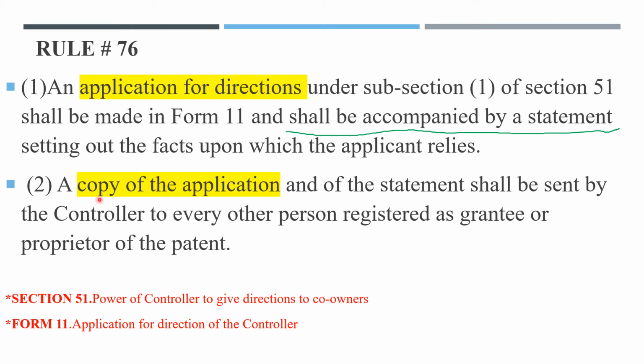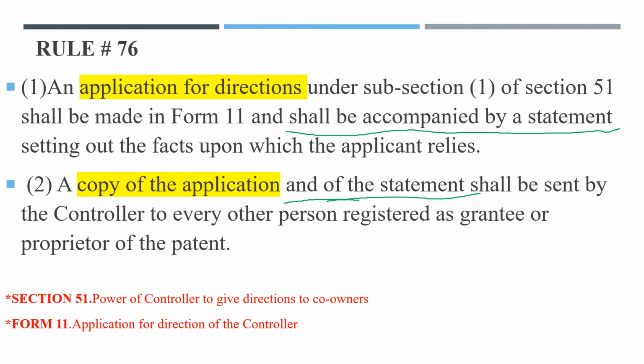Subrule 2: a copy of the application and the statement shall be sent by the controller to every other person registered as grantee or proprietor of the patent. Here also, the second one says the copy of the application and the statement.